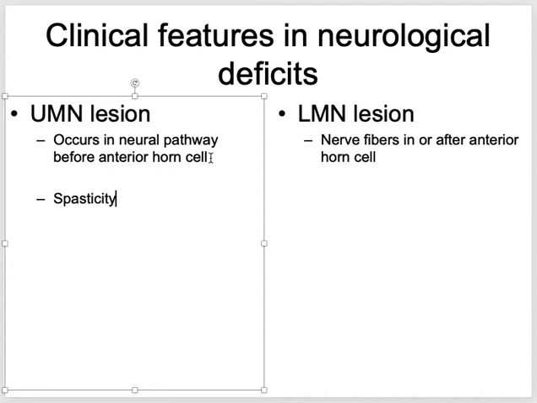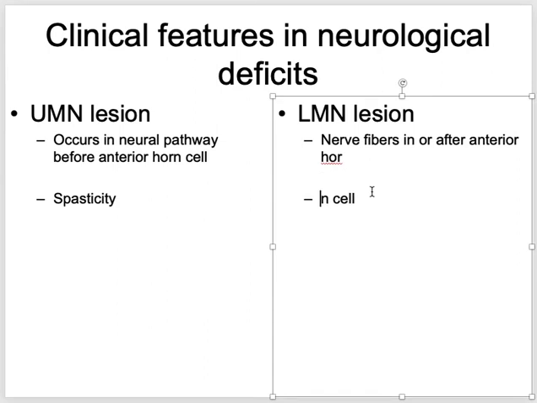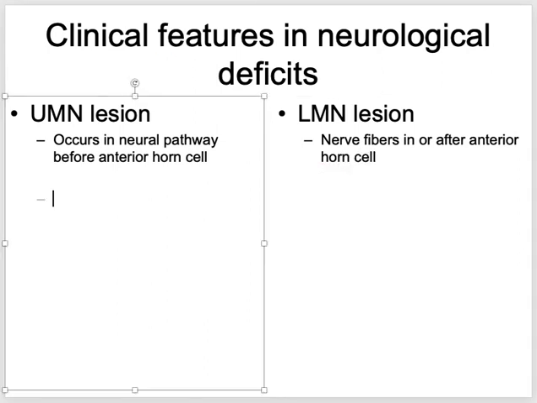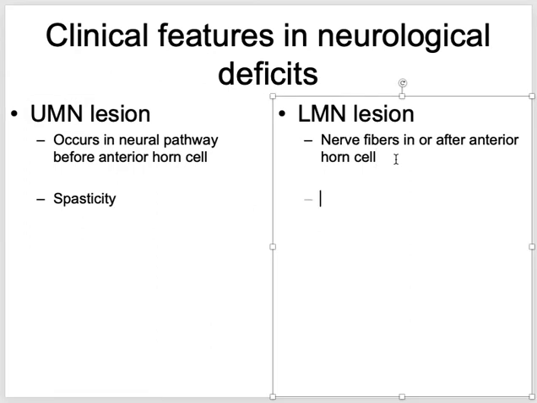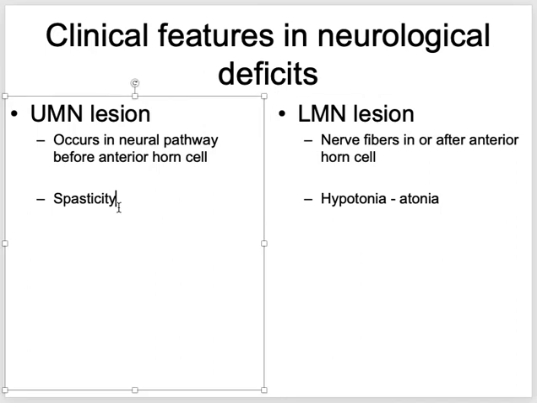So an upper motor neuron type of lesion shows spasticity, whereas a lower motor neuron type of lesion will show flaccidity, or hypotonia. There can be hypotonia, where the tone is reduced, or atonia, where the tone is absent. This is the one thing.